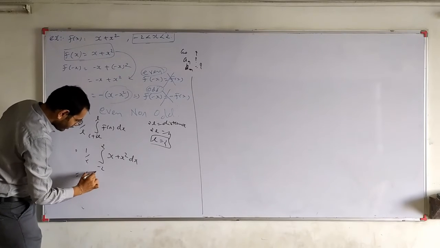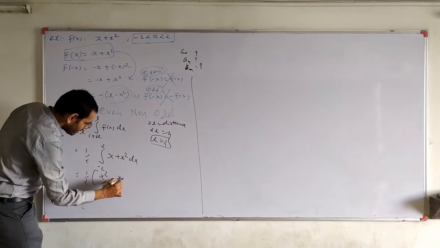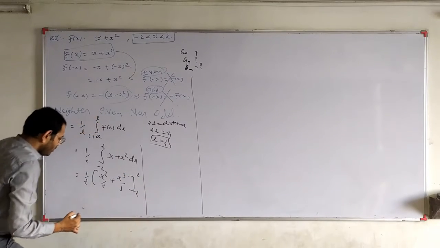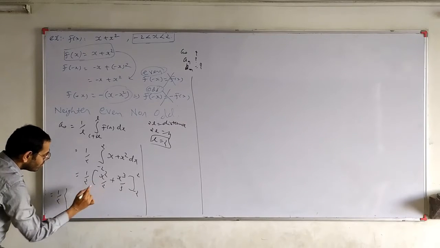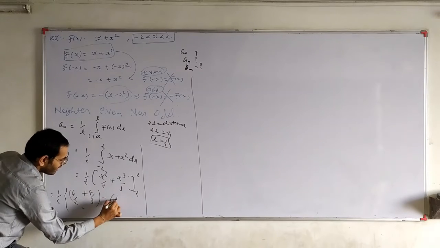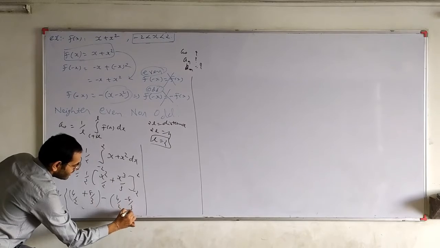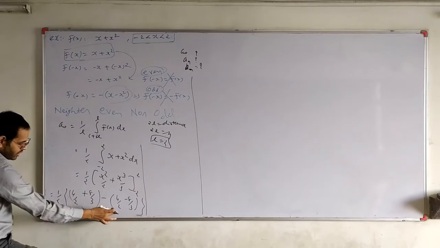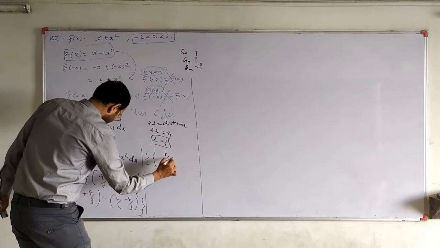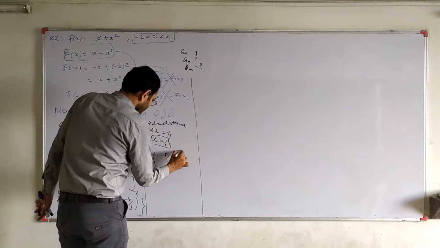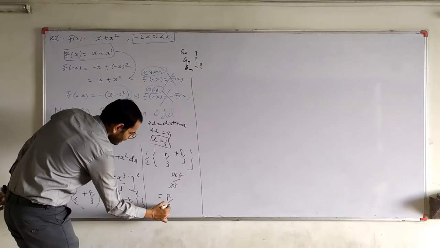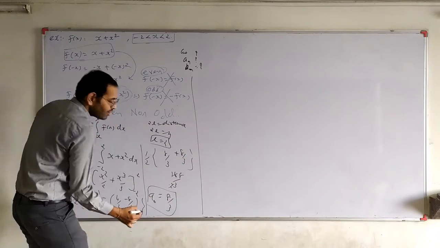Then 1 by 2, here x square by 2 plus x cube by 3, from minus 2 to 2. Then upper limit minus lower limit. Then 1 by 2, 4 by 2 plus 8 by 3 minus 4 by 2, here minus 8 by 3, then plus 4 by 2 minus 4 by 2 which cancel out. Then 1 by 2, 8 by 3, both are minus plus 8 by 3, then 16 by 3 into 1 by 2, then we get 8 by 3, that is the value of a0.